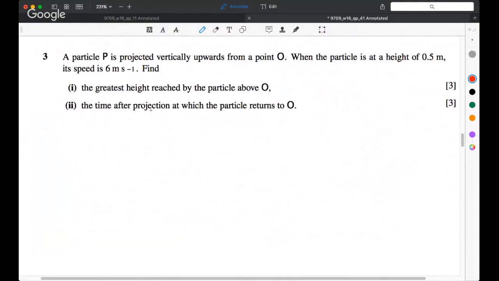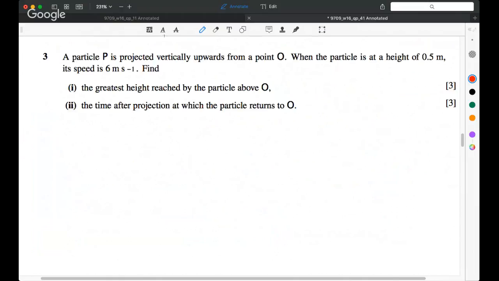Question 3. So we've now moved on from Newton's laws of motion to another set of equations governing motion with constant acceleration. How do we know acceleration is constant? Because any motion that's occurring without friction and under gravity, we can assume to have constant acceleration, and then we can use SUVAT.